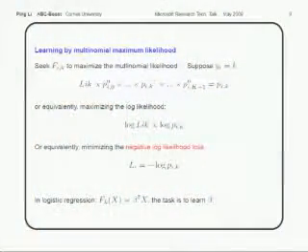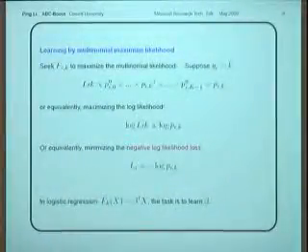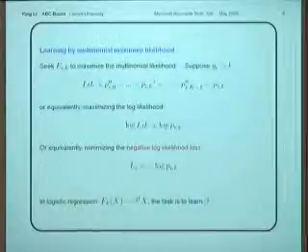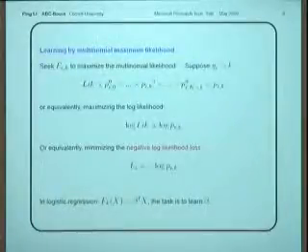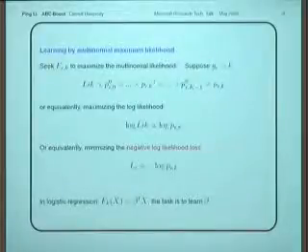So now we have the probability model. The next task is to learn the function value f. We can learn f by maximizing the multinomial likelihood. Suppose the class label is k. We only have one cell with label 1, and the rest of the cells have label 0. Therefore the likelihood is proportional to the probability of that particular class. So it's only one term here.